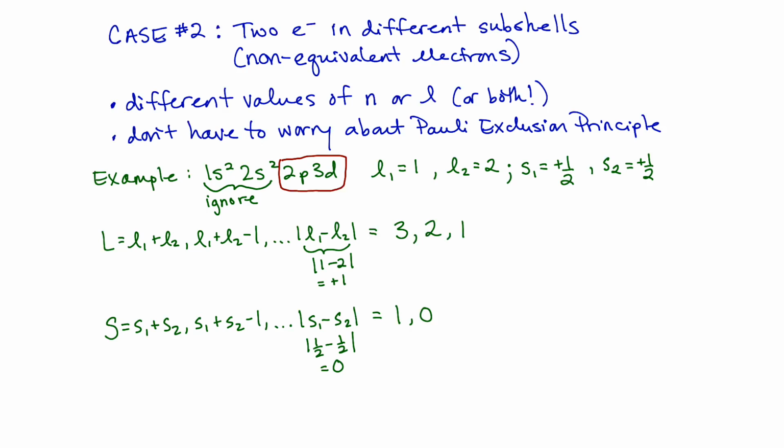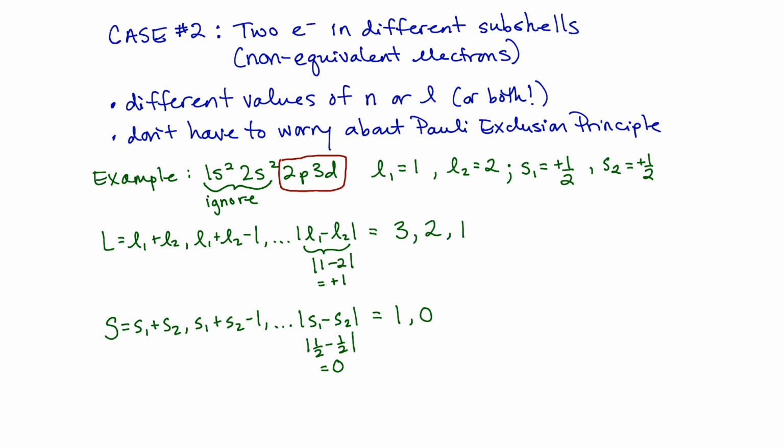Now we have our possible options for big L and big S, and we're just going to put them together to create the different term symbol options for this particular electron configuration. We're going to combine all of these different options: the 3 and the 1, the 3 and the 0, the 2 and the 1, the 2 and the 0, the 1 and the 1, and the 1 and the 0. So we're going to end up with a total of 6 different terms for this case.